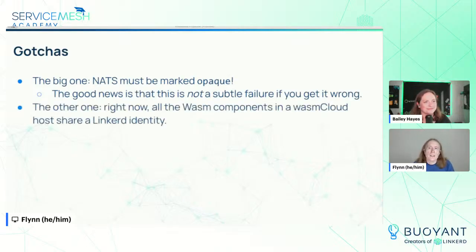Another big one is that right now, all of the Wasm components in a single instance of the wasmCloud host will share an identity from Linkerd's point of view. This is a thing that we are hunting for a way to do better with. Think about it this way: we have a single process with a single IP running potentially thousands of different applications and components. So what we did for this demo is kind of the functional equivalent of a lift and shift. We've got it working here, but it's not yet taking advantage of all the different things that we want to take advantage of.